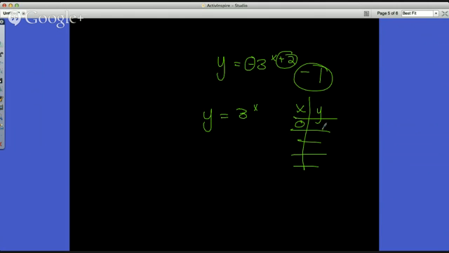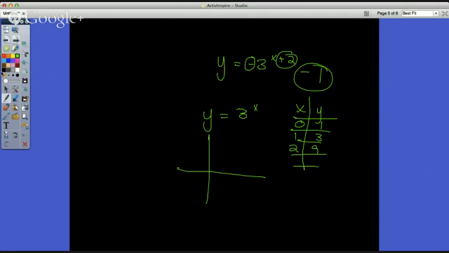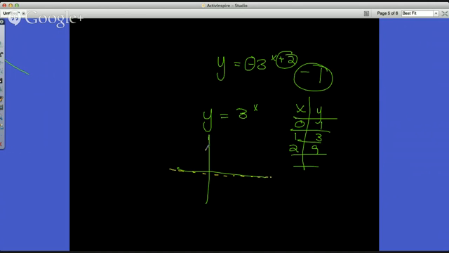If I plug in 0, 3 to the 0 power is 1. If I plug in 1, I get 3 to the first power, which is 3. Plug in 2, which would be 9, and so on. Remember, with an exponential, we'll have a horizontal asymptote at 0. We know that (0, 1) will be our point here, (1, 3) will be our point here, and (2, 9) will be way up here. So it should look something like this without any of the transformations.